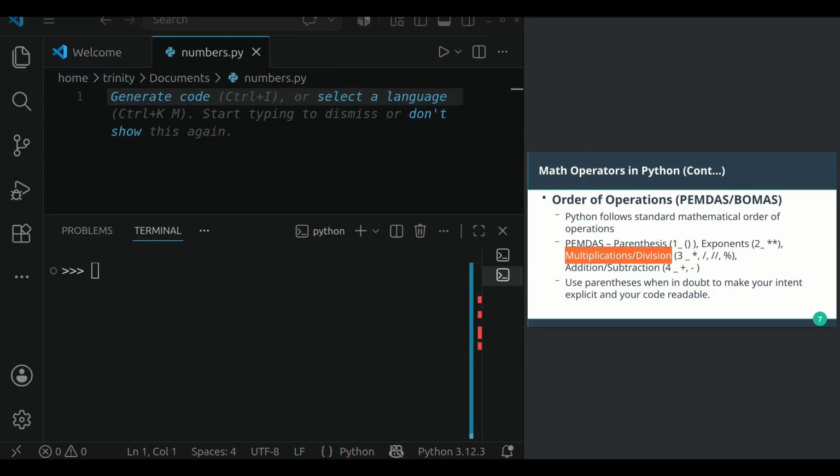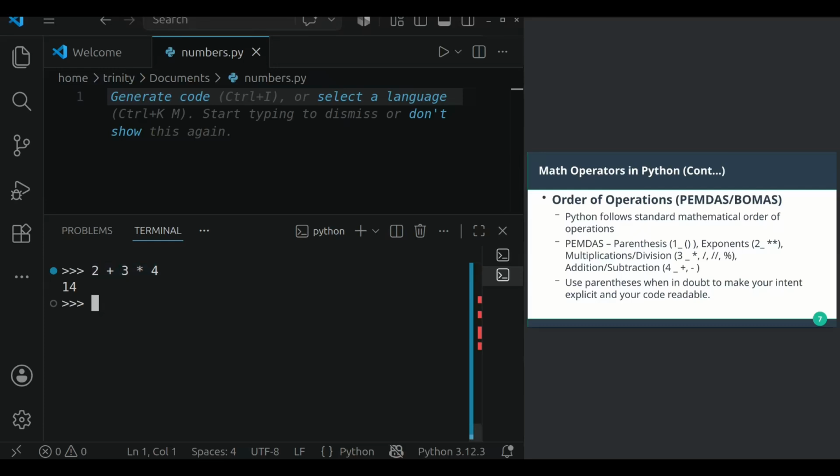So what this actually means is when you have a compound expression such as 2 plus 3 multiplied by 4, this gives us 14 because multiplication comes before addition. So it first of all multiplies 3 by 4, then it adds the result, which is 12, to 2, which makes it 14.